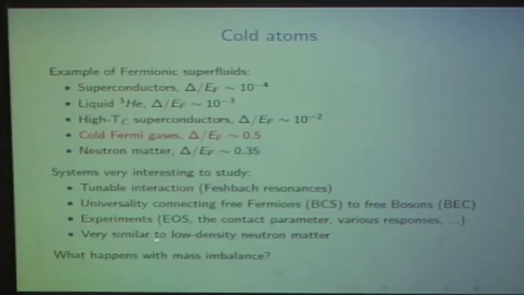These systems are very similar to low-density neutron matter that, however, is achievable only in the crust of neutron stars. So this is not reliable by terrestrial experiments. It's very interesting to look at properties of Fermi gases to address properties of neutron matter. But then a natural question is what happens with mass imbalance. We saw several talks in these days talking about Fermi mixtures, not of up and down, but of heavy and light mixtures.